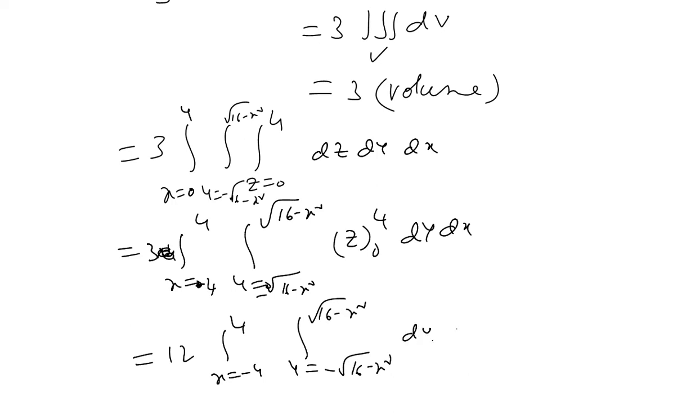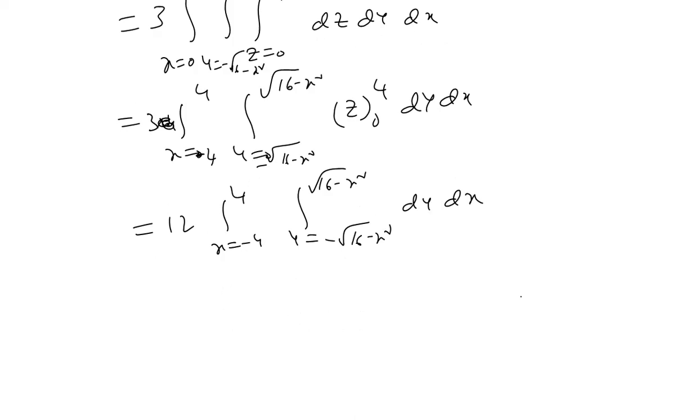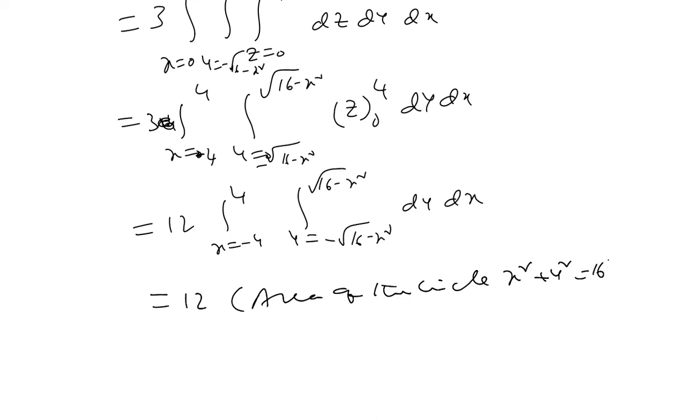dy dx is nothing but the area of the circle. 12 into the area of the circle. The area of the circle, x square plus y square equals 16, is pi r square, r is 4 square. 12 into 16 pi. Okay, 12 times 16 is 192. The answer is 192 pi.